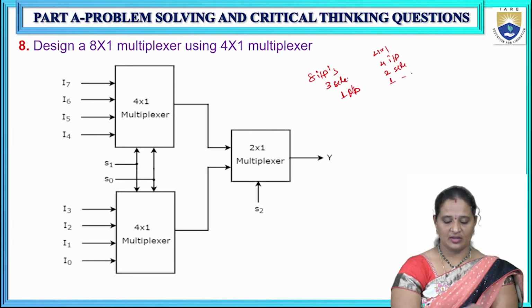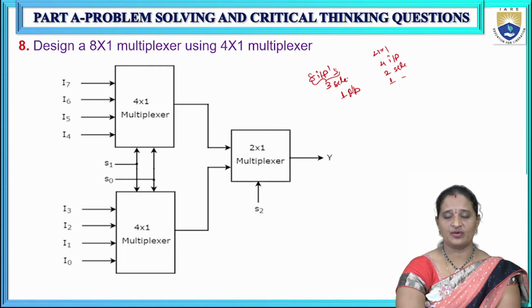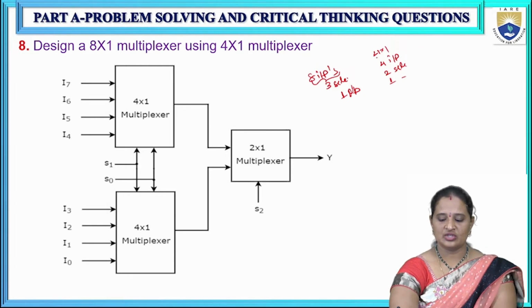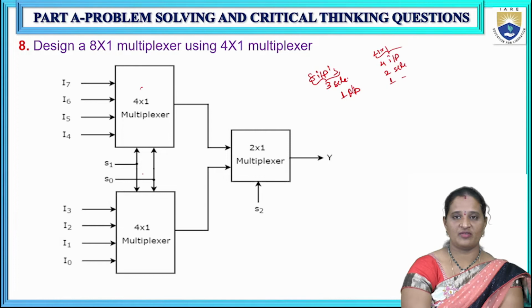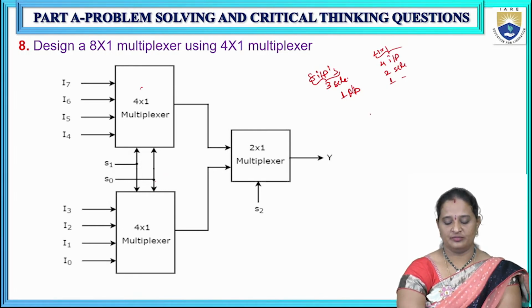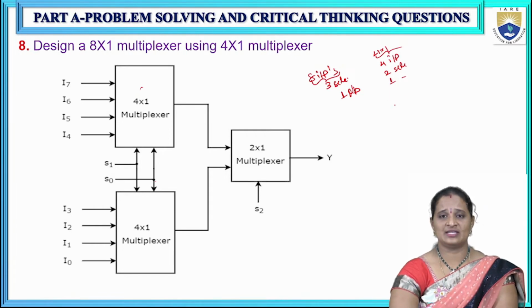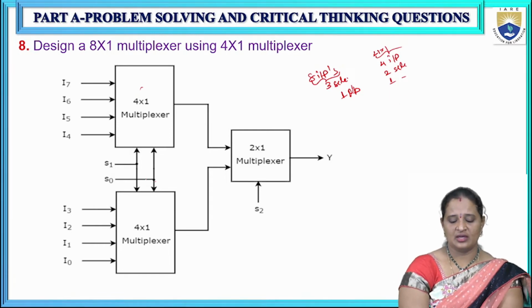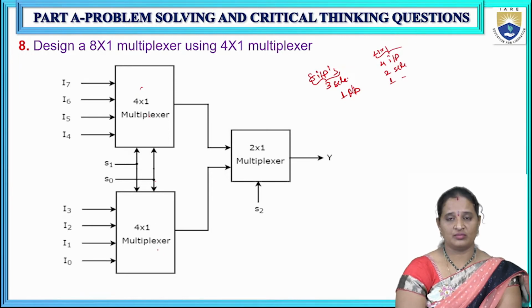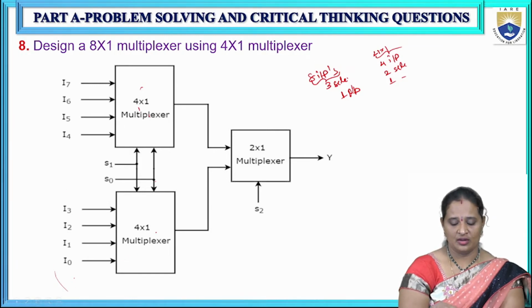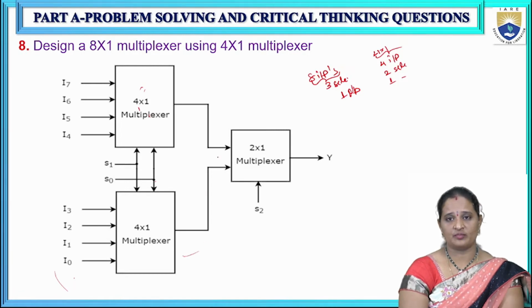So how to implement that? As we need to have 8 inputs, we need to take 2 4x1 mux. The 2 least significant selection inputs are given as the common selection inputs to the 4x1 muxes, and I0, I1, I2, I3 are given as input to the lower 4x1 mux, and I4 to I7 are given to the upper 4x1 mux. And then we have 2 outputs available.